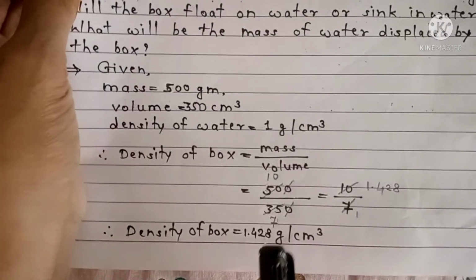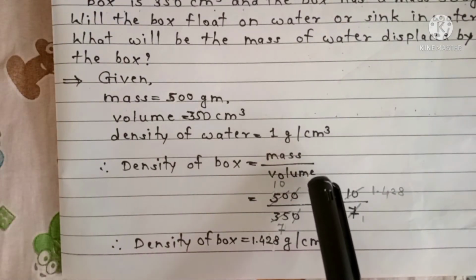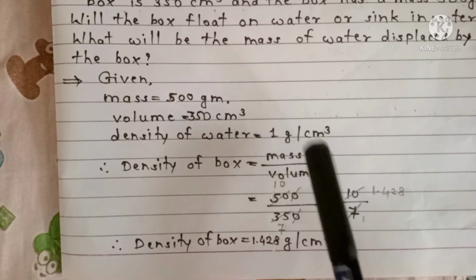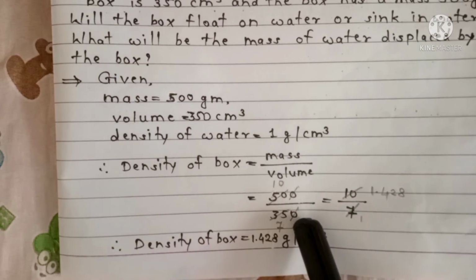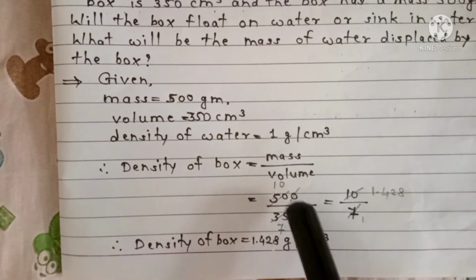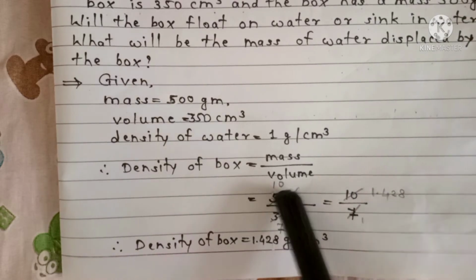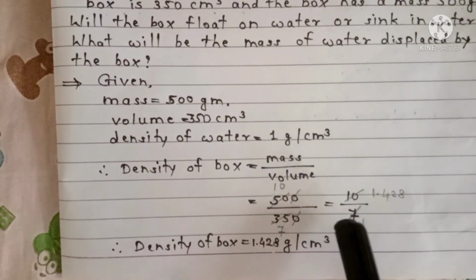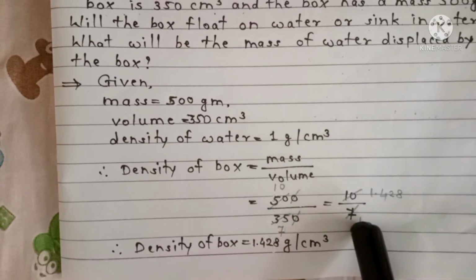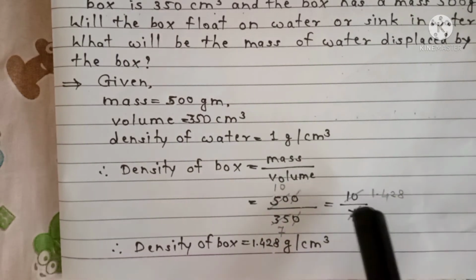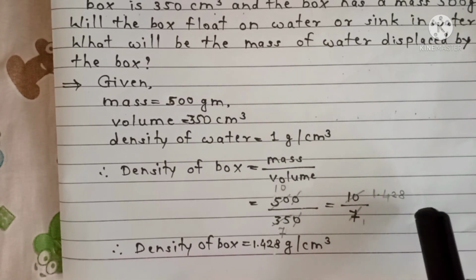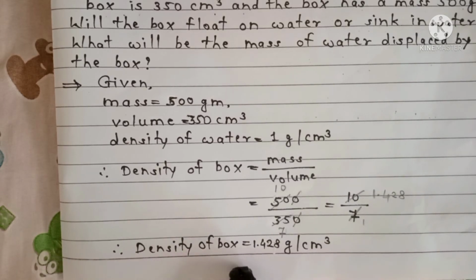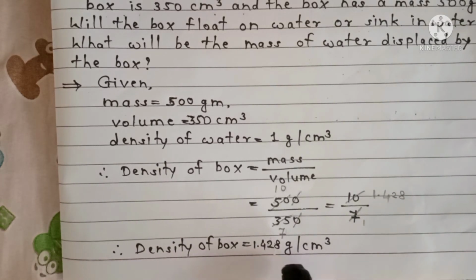Now here the density of the box we have to calculate, children, that is mass upon volume. So for mass we have to write 500 upon 350. So the numerator 0 will get cancelled with the denominator 0. Now here 50 upon 35 means 5 ones are 5 and 0 as it is, and 5 sevens, so here we are getting 10 upon 7. Okay, so when we divide this 10 by 7, we get the answer, children, that is 1.428, which means the density of the box will be 1.428 gram per centimeter cube.